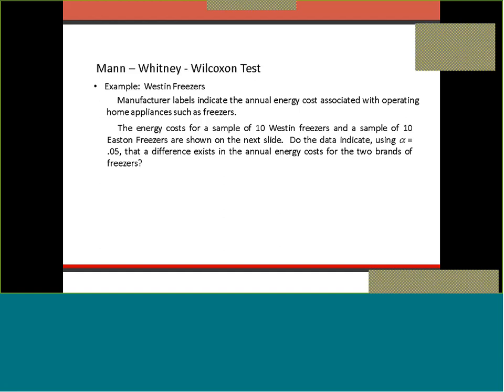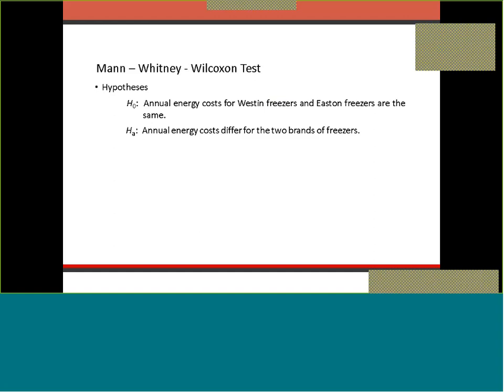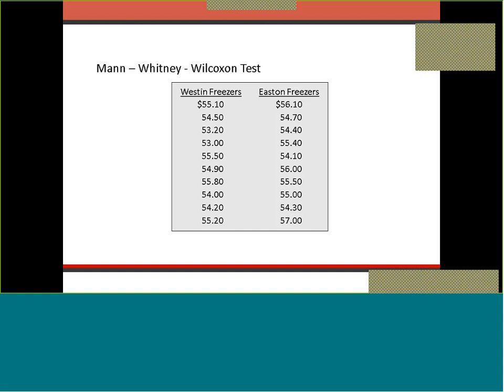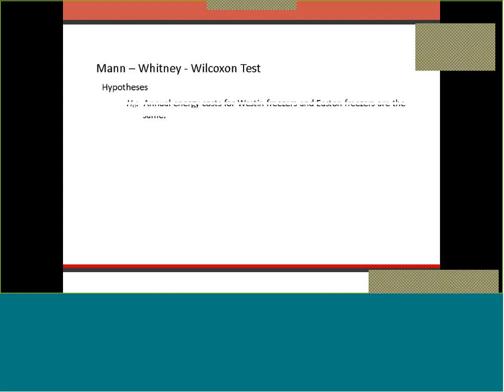So how do you write that? Null hypothesis: annual energy costs for Western freezers and Eastern freezers are the same. Alternative hypothesis: annual energy costs are different. What is the data I have given? For the Western freezers population, I have a sample of 10, and for the Eastern freezers population, I have a sample of 10 observations like this. Now I want to use the Mann-Whitney-Wilcoxon test for a large sample case.